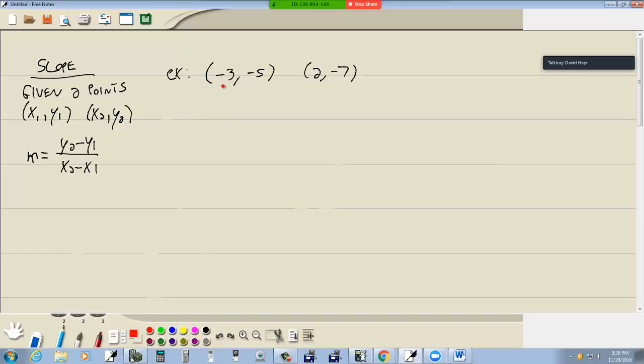Now, this is our first point, so let's identify this. This will be x1, y1. This is our second point, so this will be x2, y2. It's always a good idea to go through and replace all of your variables with sets of parentheses. So I got parentheses minus parentheses over parentheses minus parentheses.